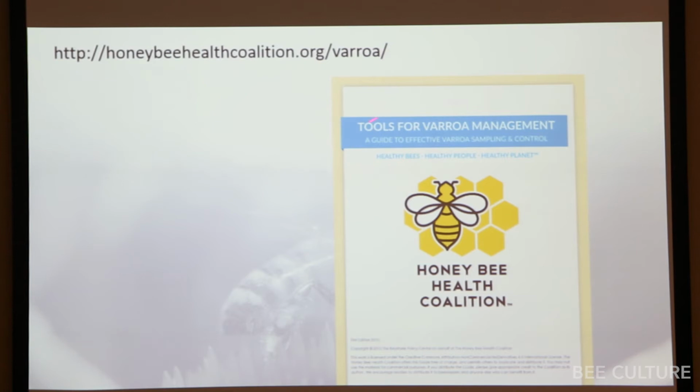They came out with this pamphlet you can download, which has a succinct discussion of every available legal Varroa mite control product in the country. I think it's a 26-page brochure, and you can download it for free here, or just Google Honeybee Health Coalition and you'll find the Varroa stuff. I would really recommend you get that and read it. It has a lot more detailed information about each single product than we have time to talk about here.